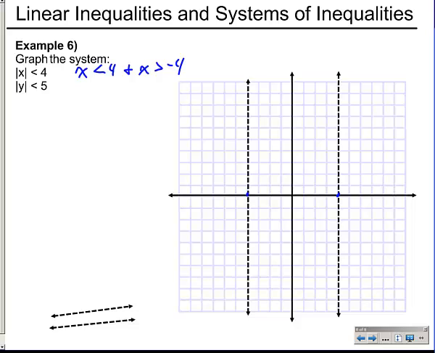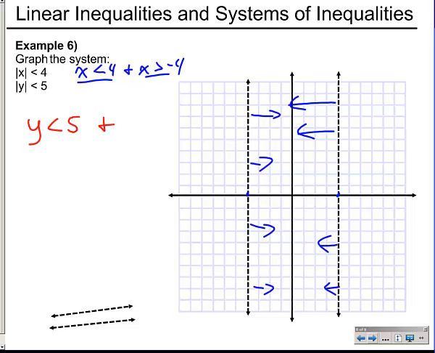Now the shading occurs in between. We want x's that are smaller than 4, which is this side, and we want x's that are greater than negative 4, which is this side. So the shading only occurs between these two dotted lines. Do the same thing with the y. So y would be less than 5, and y would be greater than negative 5. So we have two horizontal lines at 5 and negative 5.